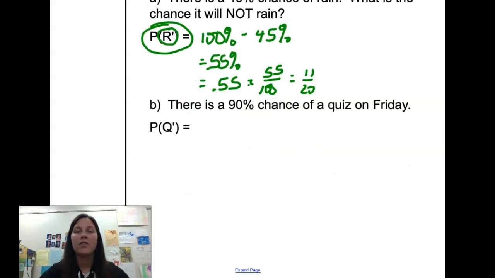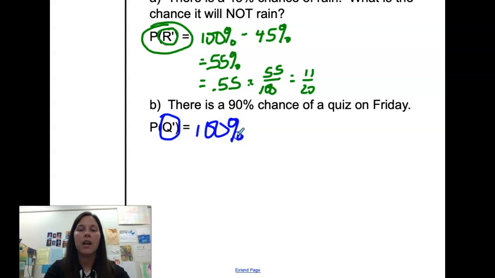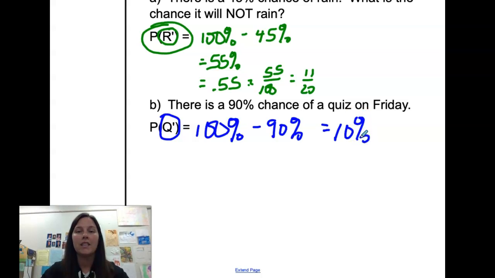And our last question, there's a 90% chance that you get a quiz on Friday. What is the chance that you do not have a quiz? Well, same thing. There's a 100% chance that something will happen on Friday, minus that 90% chance of a quiz gives us a 10% chance that we will not be quizzing. Dividing that by 100 to convert to our decimal, I get 0.1 or 0.10, either way. And then we can rewrite that as a fraction by putting it as 10 out of 100, which simplifies to 1/10.